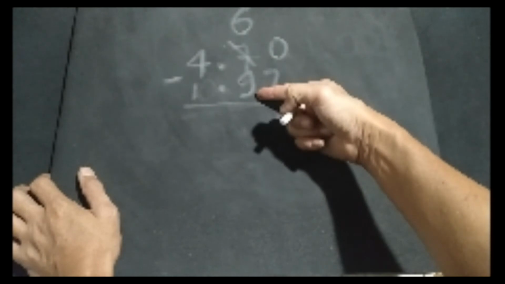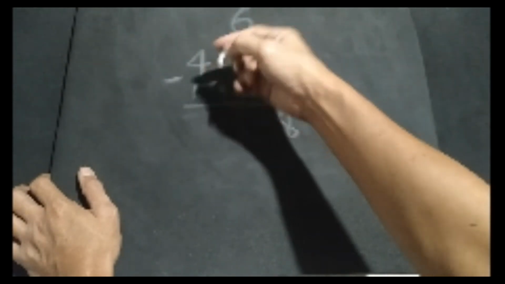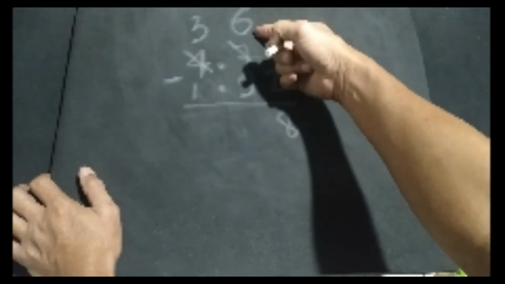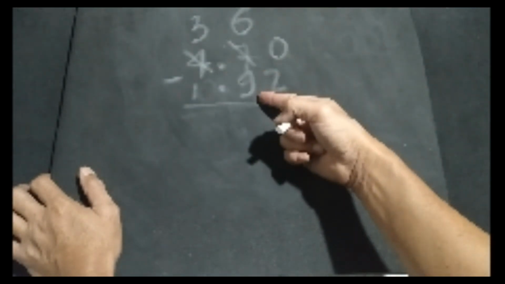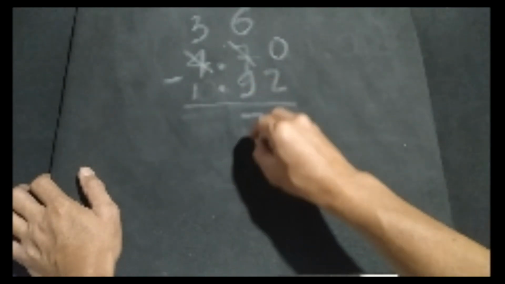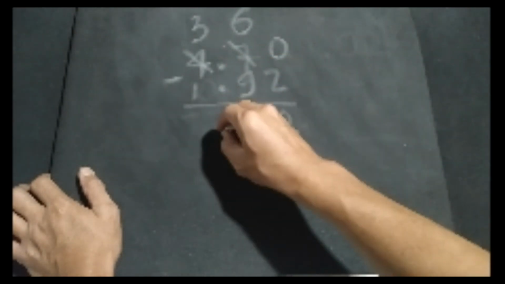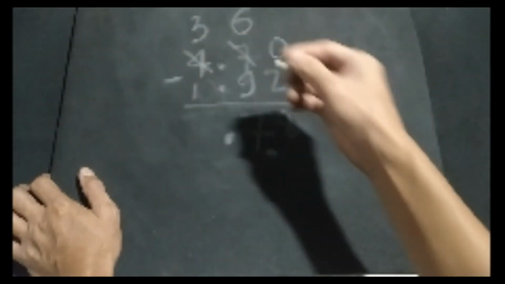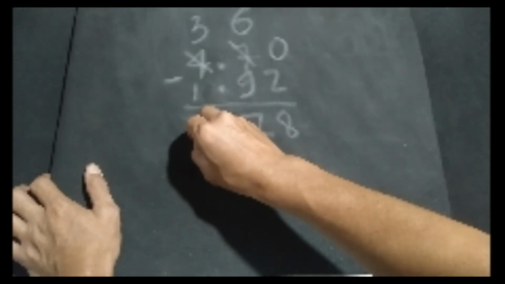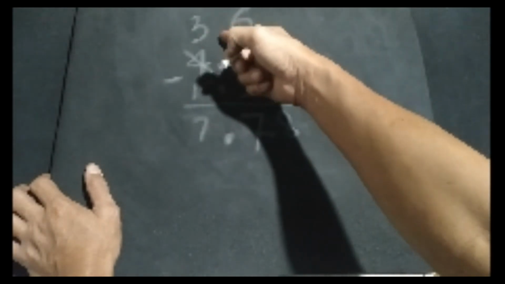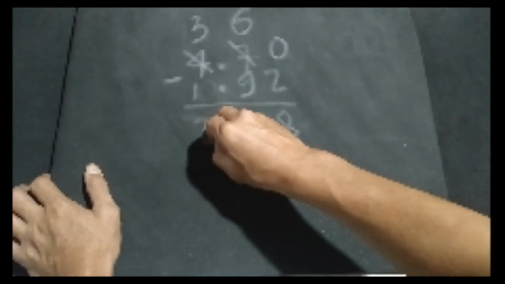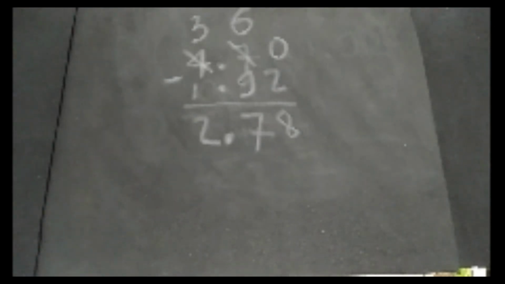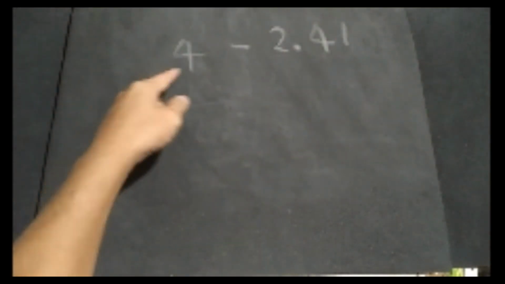6 is too small for 9. So we borrow 1 from number 4 here. So we have 16 minus 9 equals 7. We bring down the point here to the same position. And 3 minus 1 equals 2. The answer is 2.78.